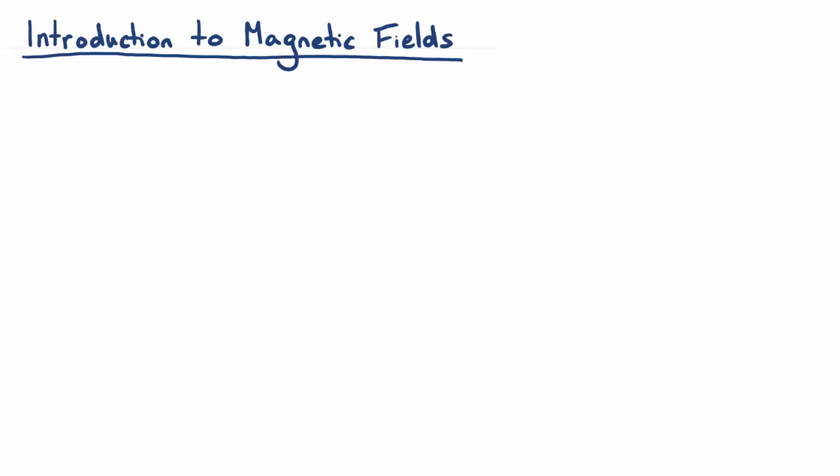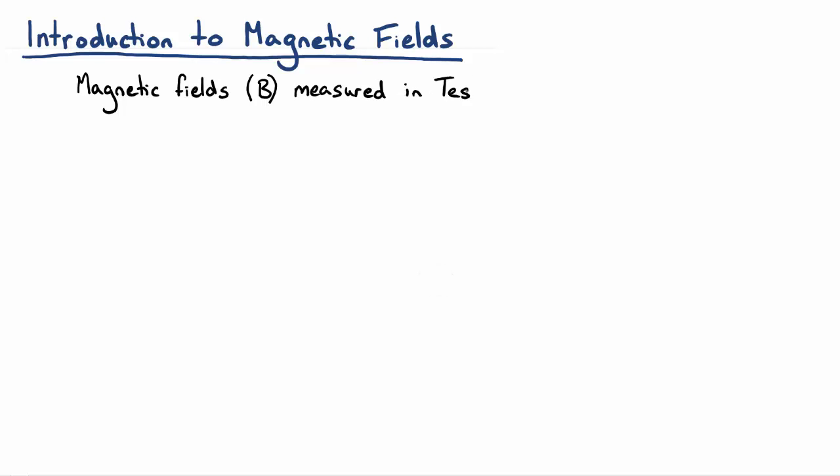Magnetic field is a vector, so it has a magnitude and a direction. They have a symbol. That symbol is the letter B, large letter B, and they're measured in a unit of Tesla. Now, the Tesla is quite a big unit. 1 Tesla is a very large magnetic field. So sometimes instead of Tesla, we use the unit called a Gauss. 1 Tesla is 10,000 Gauss.